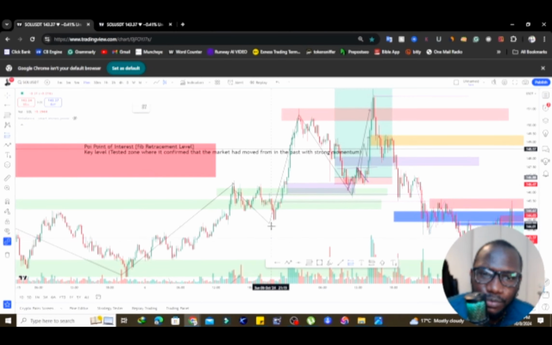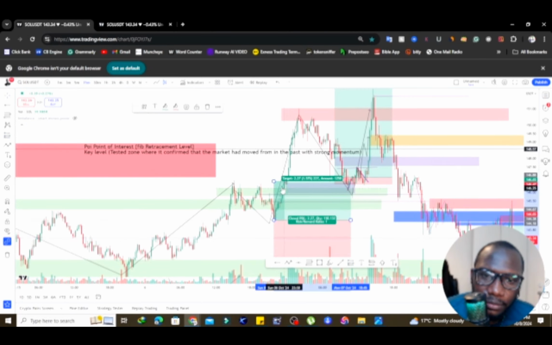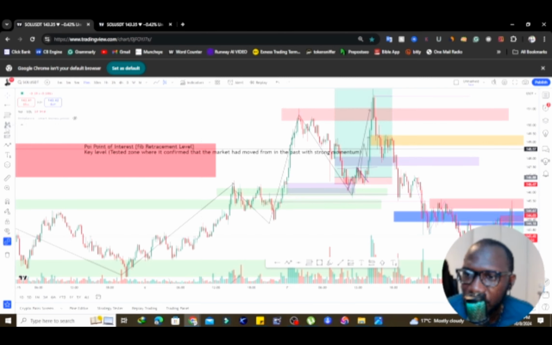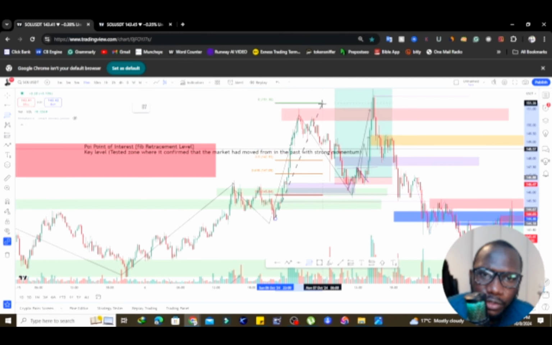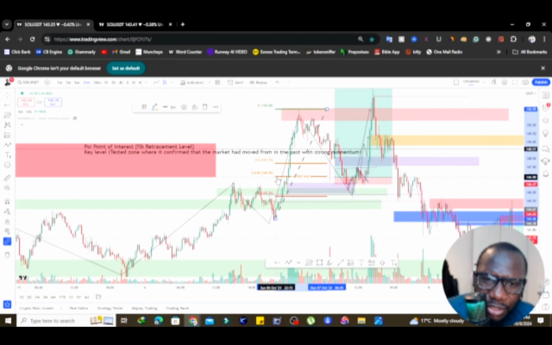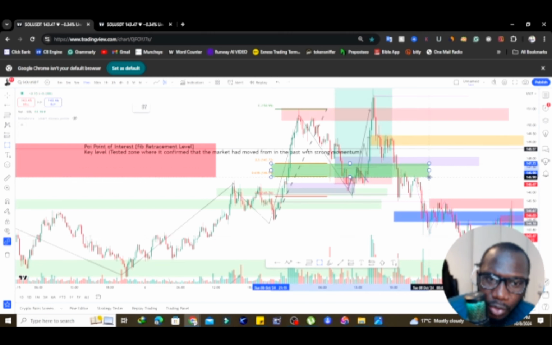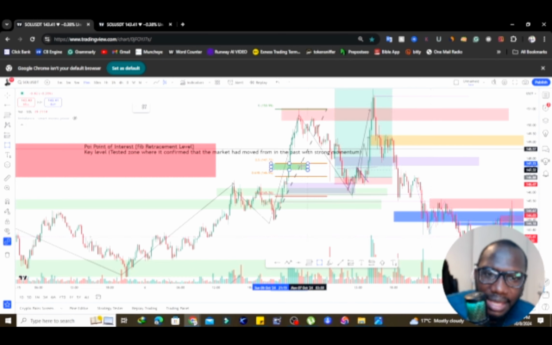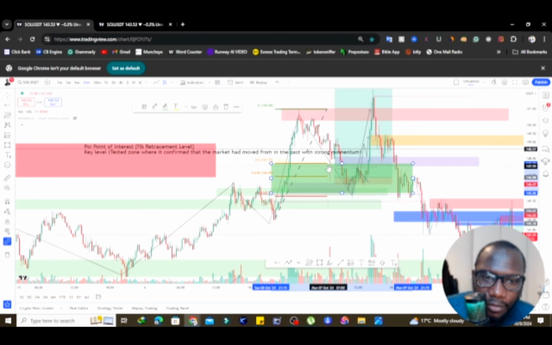When the market made this first move from this point, from here to this place, my point of interest, what I told you, is from 61.8 to 0.8 from this place. Some people will take that point of interest from here to this place, which is also not bad, because you can see the market actually moved from there. But me, I take it from here, from 61.8 to 0.8 from here. This is my own way I look at the market.